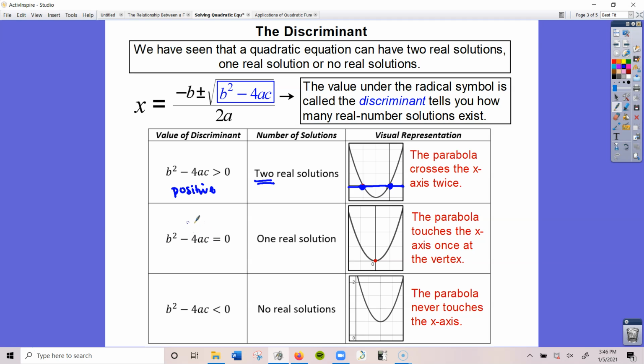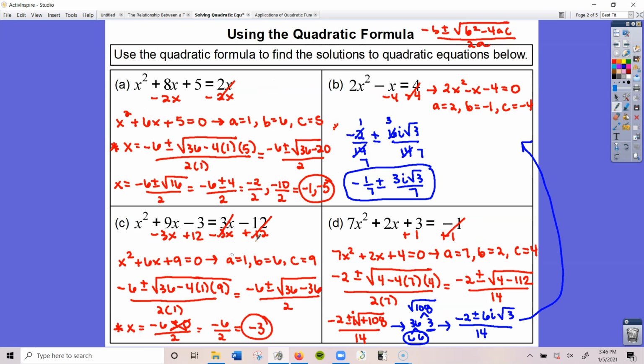Now, if the discriminant is equal to 0, that means that we only have 1 real solution. And that's because the parabola must have touched the x-axis in exactly 1 spot. And that is exactly what happened in this previous example, where we saw that inside of the radical we ended up with 0. And that's why we only had 1 solution.